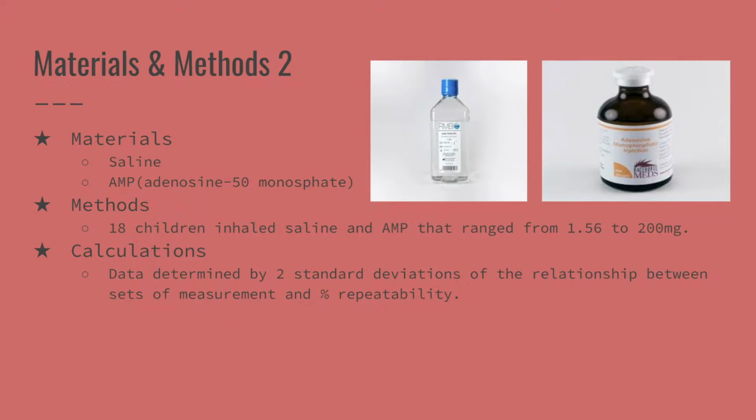For the next treatment, it was necessary to attain saline and AMP to test the adenosine 50 monophosphate AMP challenge. 18 children inhaled saline and AMP that ranged from 1.56 to 200 mg. The purpose of this experiment was to determine the upper limit of repeatability. This data was determined by two standard deviations of the relationship between sets of measurement and percent repeatability.